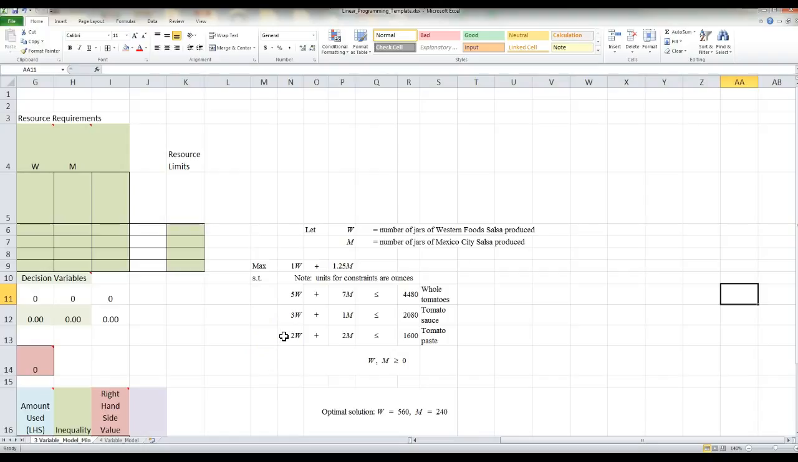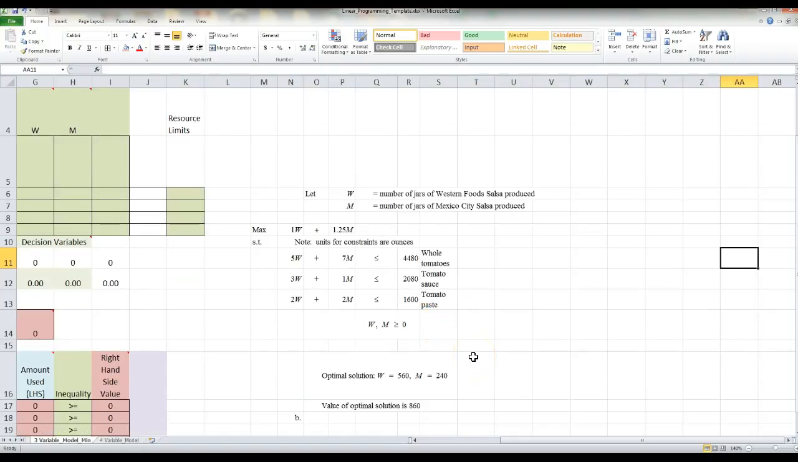Lastly, 2 ounces per jar times the number of jars of Western Foods plus 2 ounces per jar times the number of jars of Mexico City salsa has to be less than or equal to the 1,600 ounces of tomato paste that we have. And lastly, the non-negativity constraint is M and W have to be greater than or equal to 0.